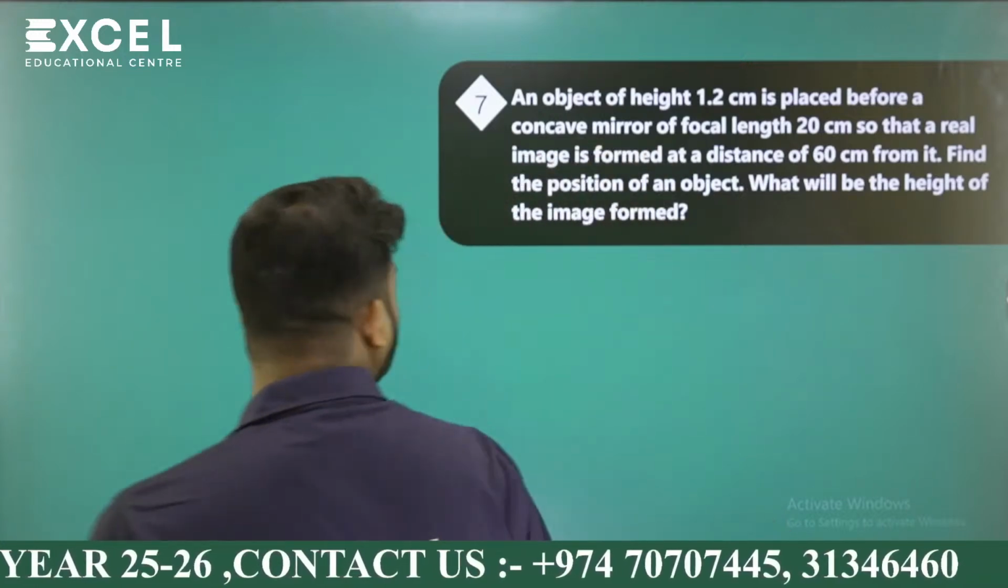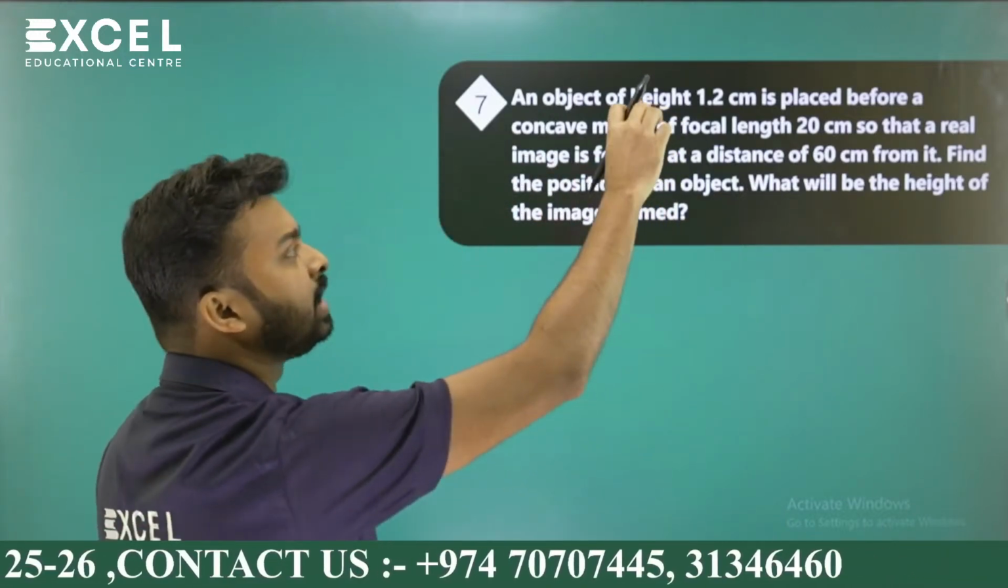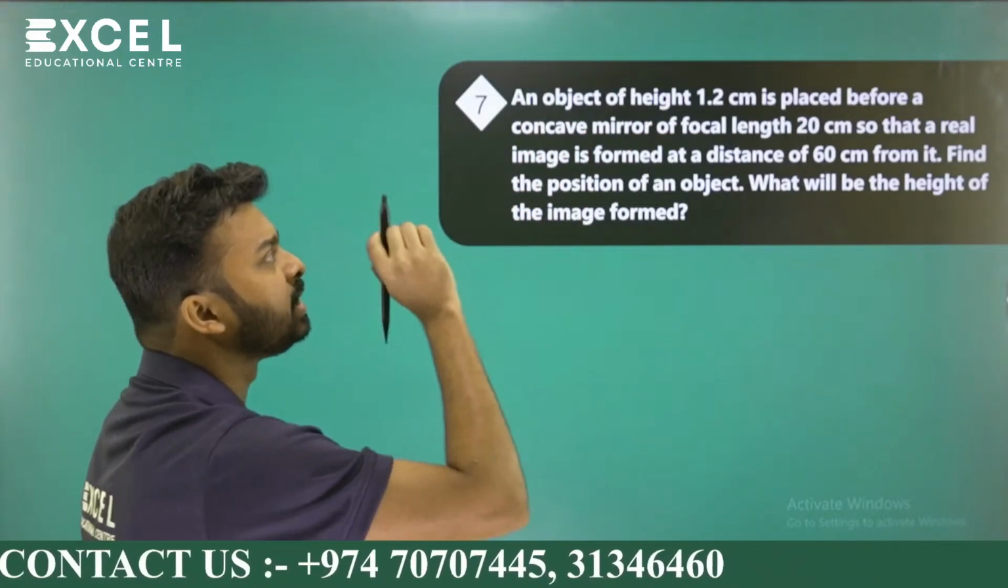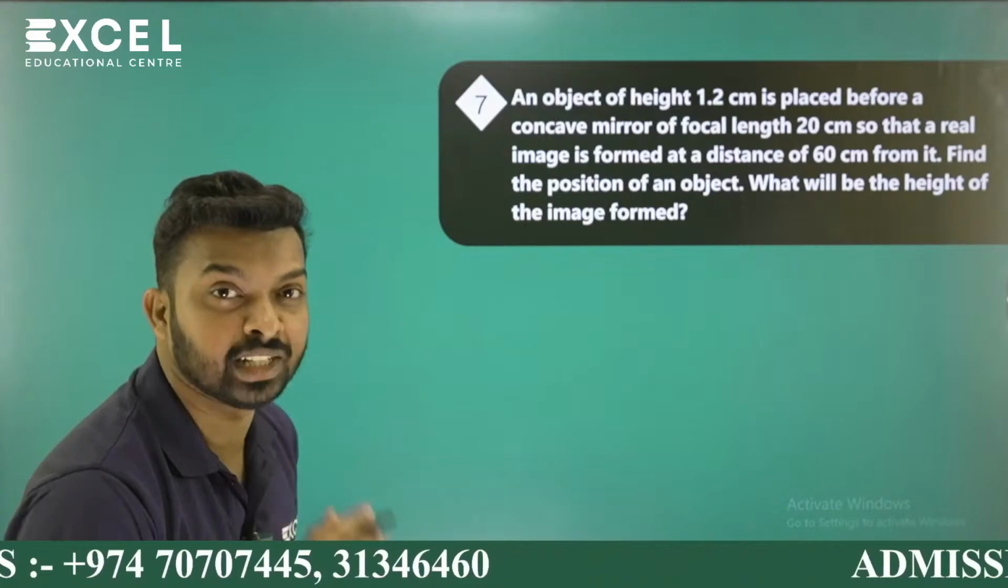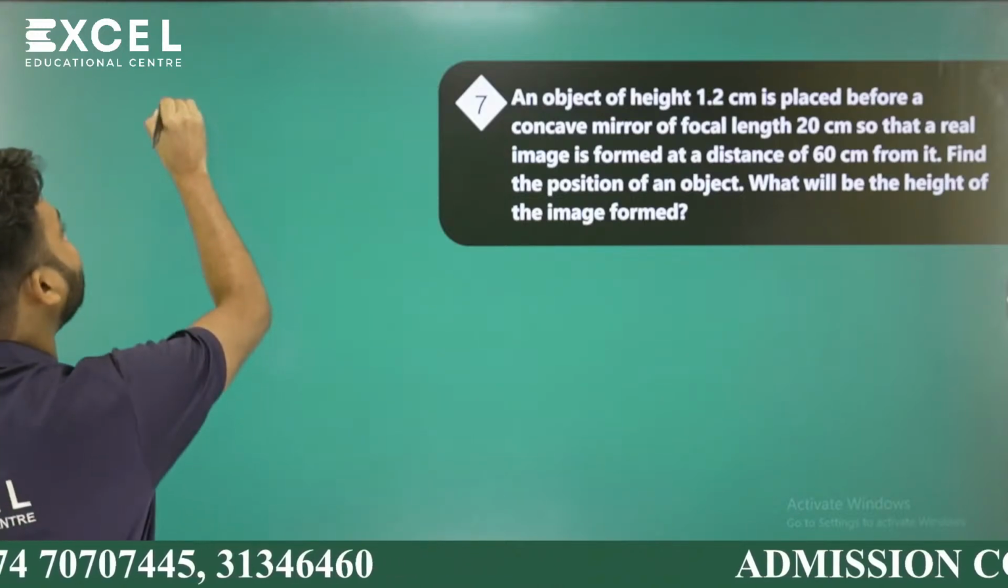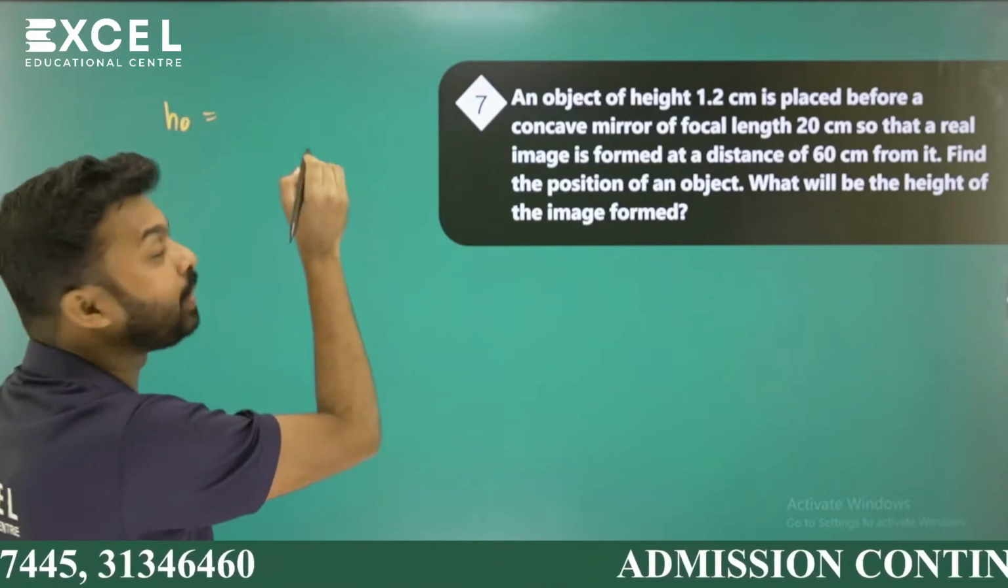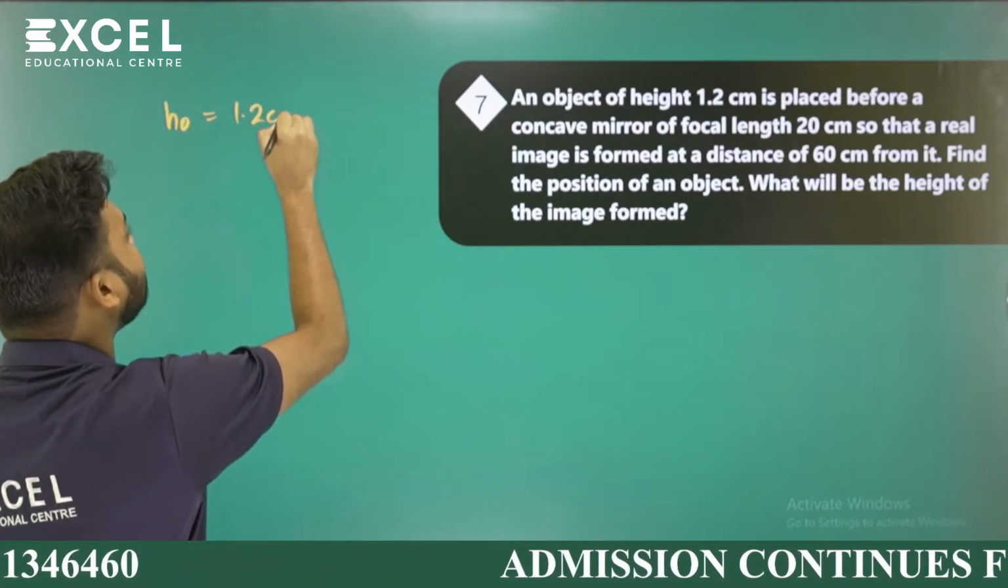So I'm just reading all those statements one by one. An object of height 1.2 centimeter is placed. So for the object, the height HO is given as 1.2 centimeter.